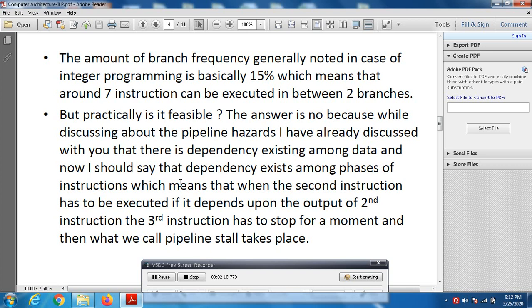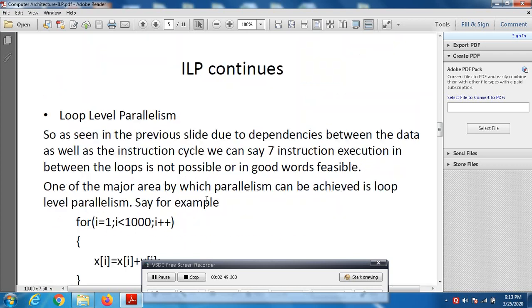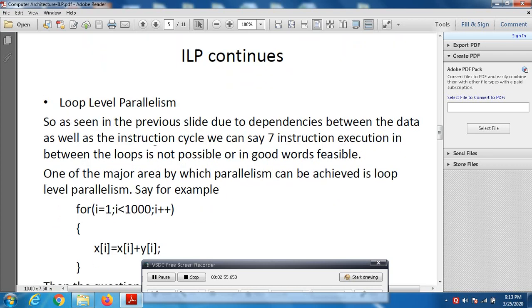Now, I should say that dependency also exists among phases of instructions, which means that when the third instruction has to be executed, if it depends upon the output of the second instruction, the third instruction has to stop for a moment. That is provided that the third instruction is dependent on the output of the second instruction, and then what we call pipeline stalling will take place. That means if the second instruction is depending on the third instruction, then automatically the pipeline has to stall because the third instruction has not been executed yet. So this is how the problem arises.